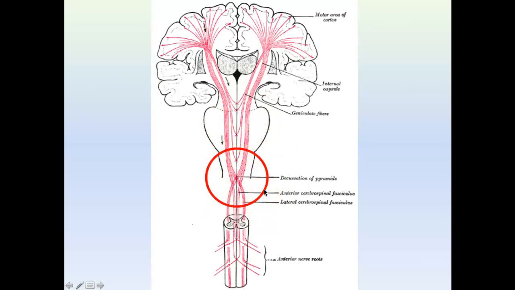You should know the term decussation of the pyramids. And these neurons, I forgot to say, are called pyramidal cells. The neurons themselves look like a pyramid. They have a big body that looks like a triangle, and a very long axon. So these pyramidal cells cross, and that's called decussation of the pyramids.